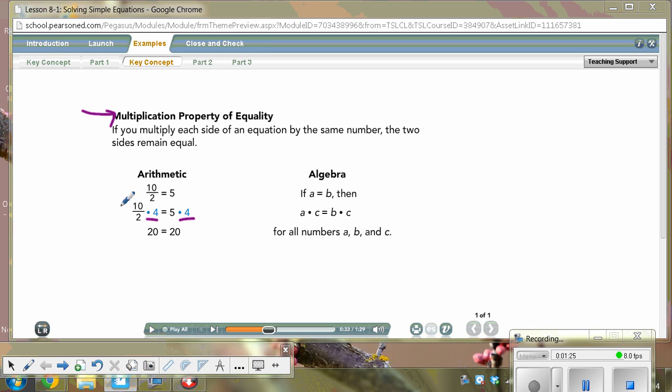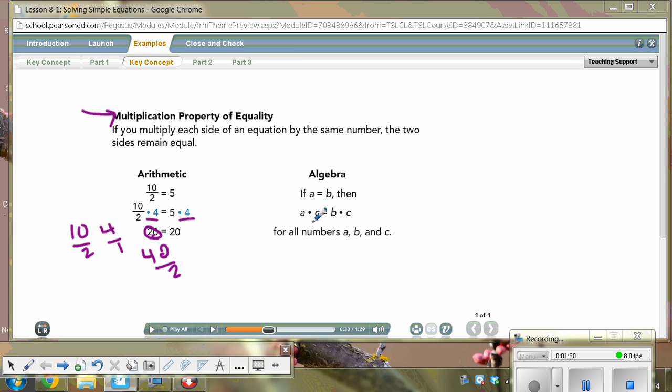I do want to clear up a quick little thing in case you didn't see it. 10 halves is being multiplied by 4 over 1. Remember, when we place a number over 1, we don't really change the value, but it helps line things up so that you know that you have 40 over 2, which is going to reduce to 20. So that's where they got that 20.